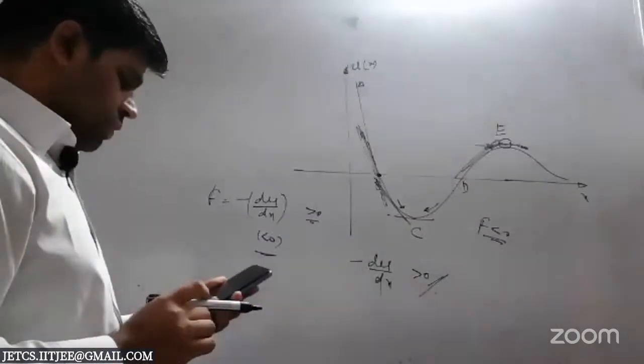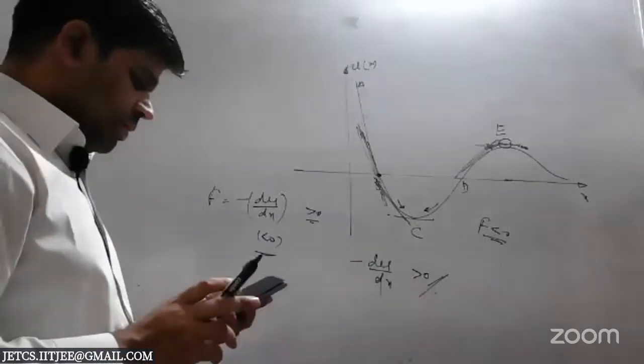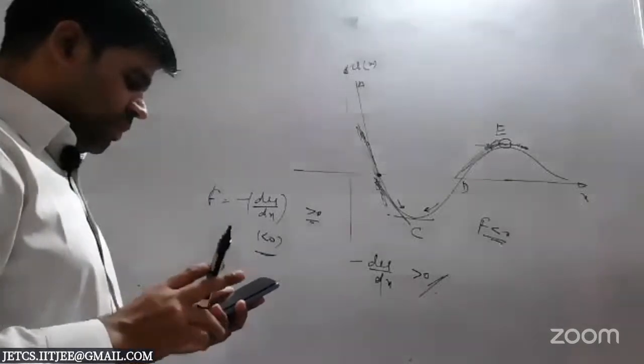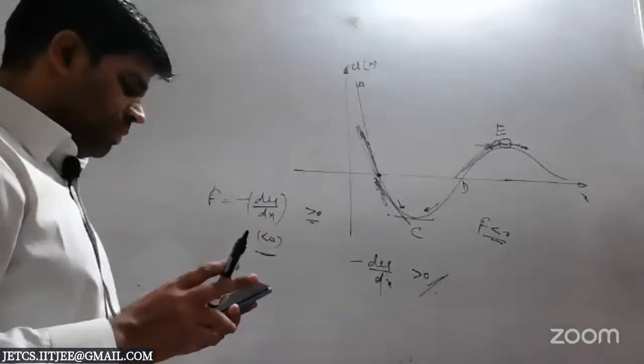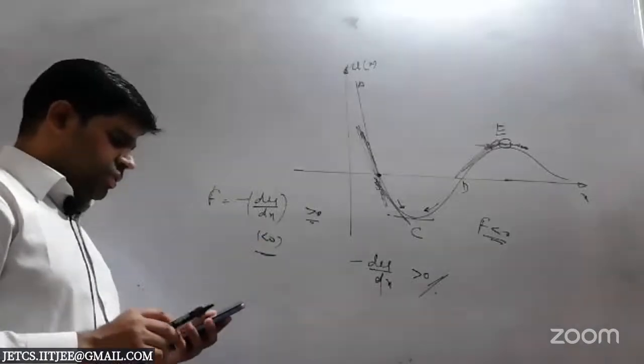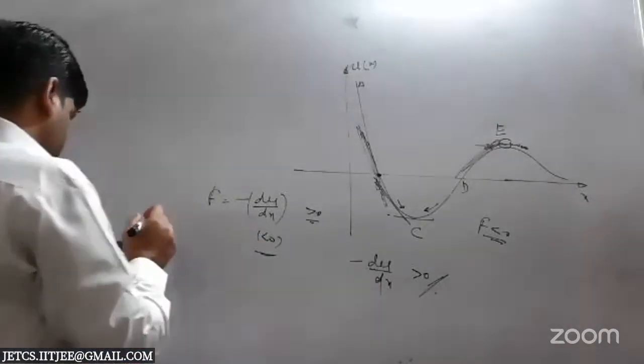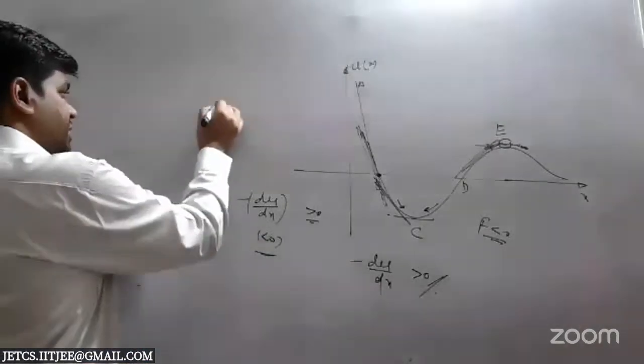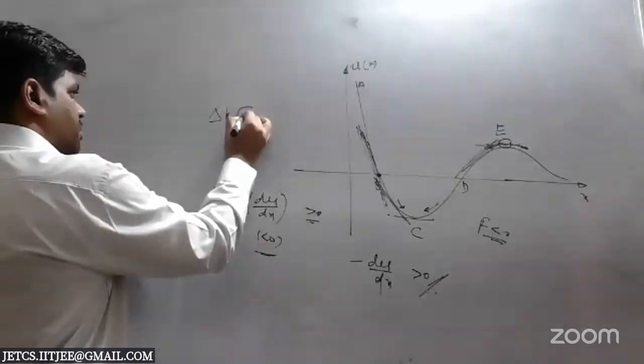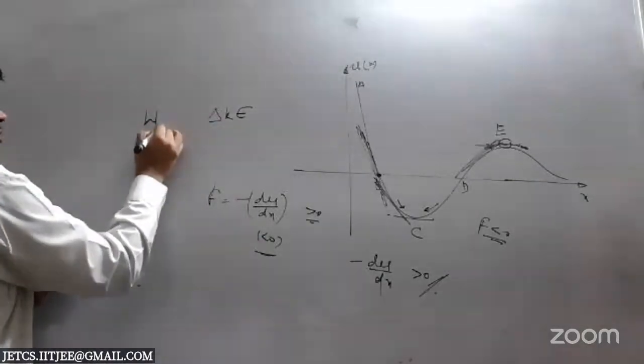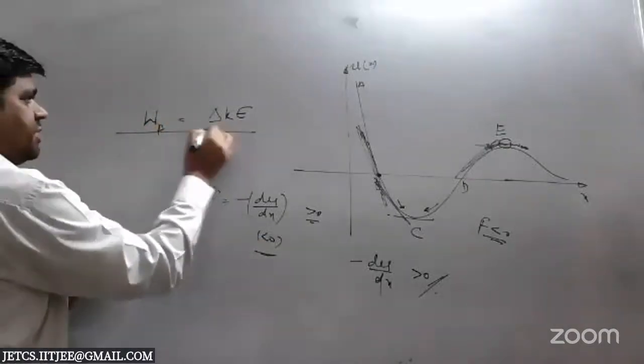Let's look at the next one. The velocity time graph of a particle is given. Mass is 2 kgs. Work done by all the forces between the time interval 0 to 10 seconds is asked. So work done by all the forces is nothing but change in kinetic energy.